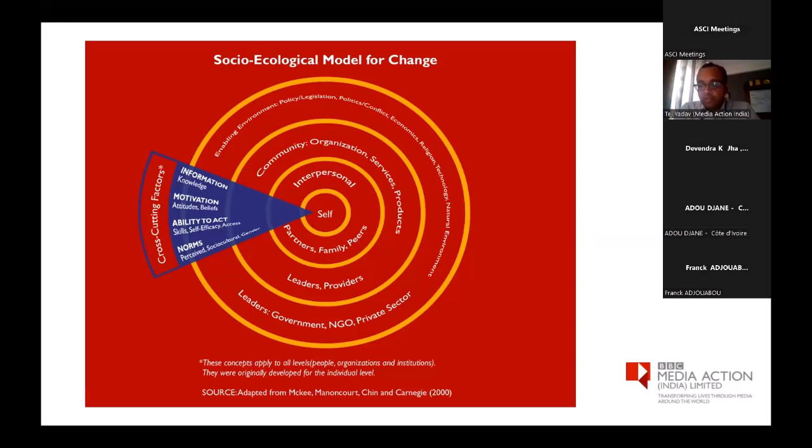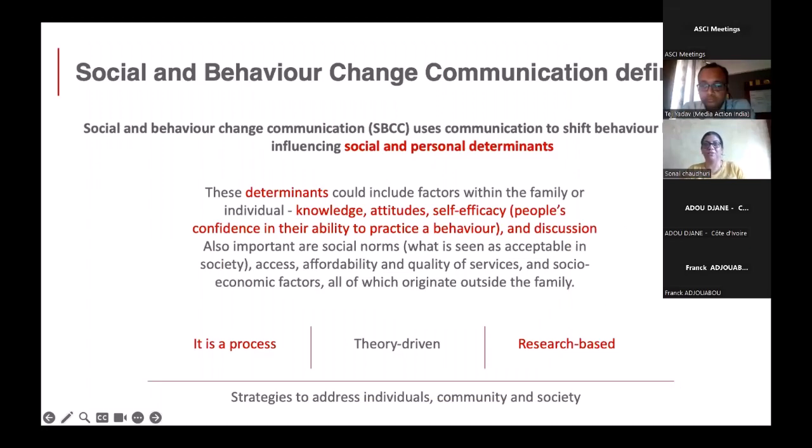I will now hand over to Sonal to talk about how one actually goes about defining a problem and then use some of the insights to design a social and behavior change communication intervention. So over to you, Sonal. Thank you, Tej, for setting a perfect stage for me to talk about research and its specifics. Can we have the next slide, please?